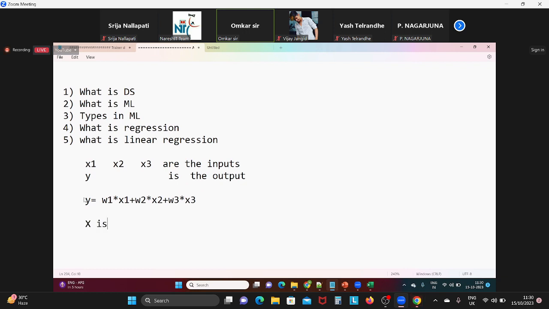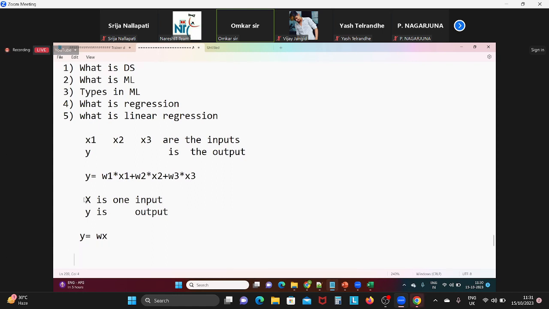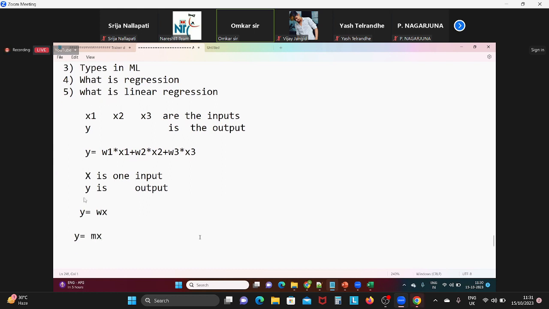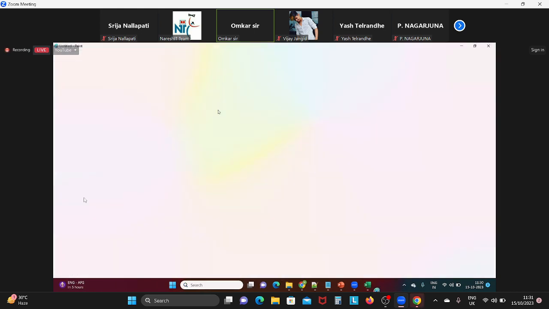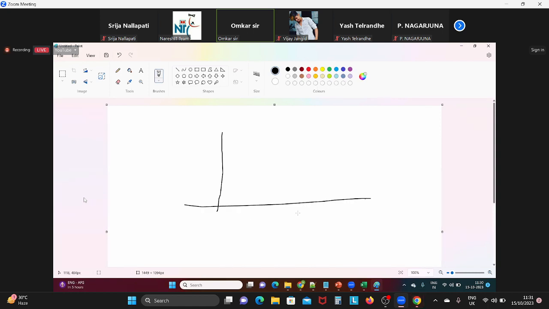And if you carefully look, if you take only one column, x is one input and y is one output, and y is equal to w into x. That's the equation. If you carefully observe, this is nothing but y is equal to mx. That is a linear equation, a straight line equation passing through 0. That is y is equal to mx, and that's why this is called a linear line.